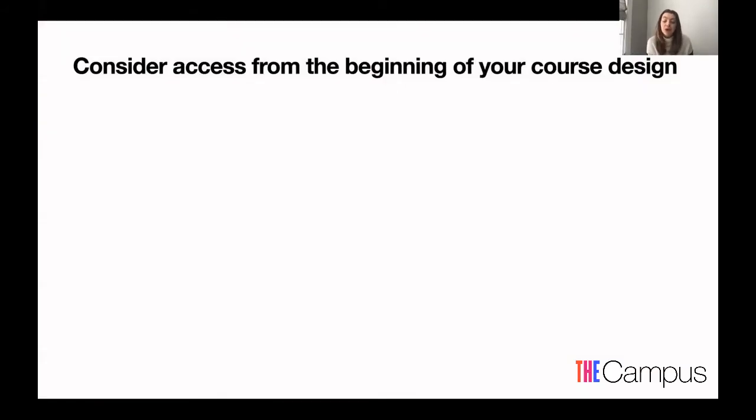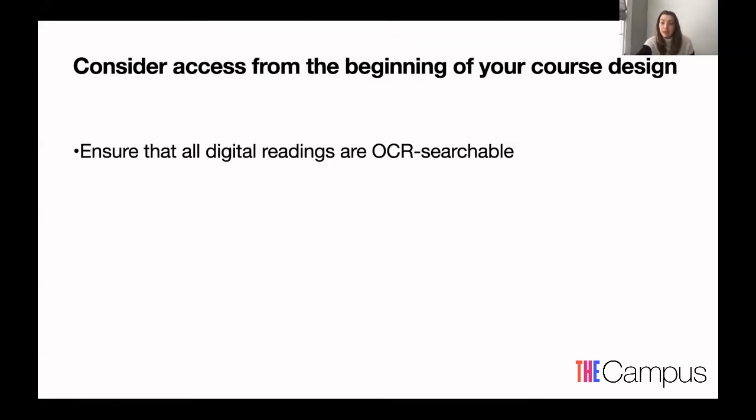So first, I want to encourage instructors to think about access from the beginning of course design. In other words, don't wait for requests from specific students with disabilities to ensure that your course is accessible. An easy place to start is to ensure that all digital readings are OCR searchable, which benefits students who are blind or visually impaired and use screen readers, but also students with dyslexia and other learning disabilities who prefer to hear text read aloud. I imagine too that such PDFs benefit anyone struggling with the strain of using their computer for an extended period of time.